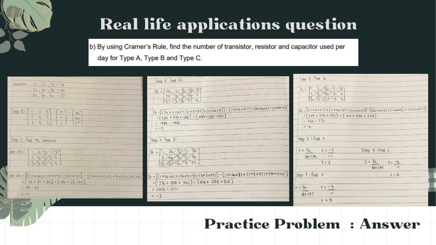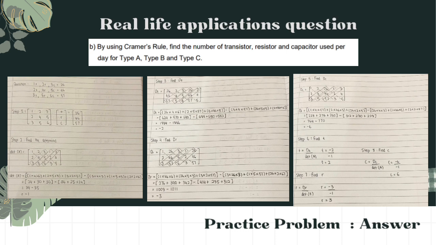Question B is, by using Cramer's rule, find the number of transistors, resistors, and capacitors used per day for type A, type B, and type C. Step 1 is rewrite, and step 2 is find the determinant of A, and we get the answer is -1. And step 3 is find the determinant for the transistor, and the determinant for the transistor is -2.